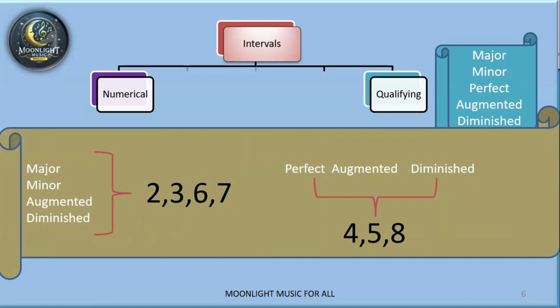So children, tell me, can we have a major fourth? No, if the gap is fourth, it can only be perfect, augmented or diminished. So can we have a perfect second? No way. Now you got it, right? Okay, now let's decide the type of an interval.